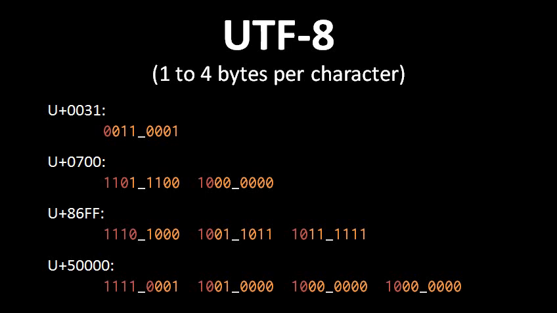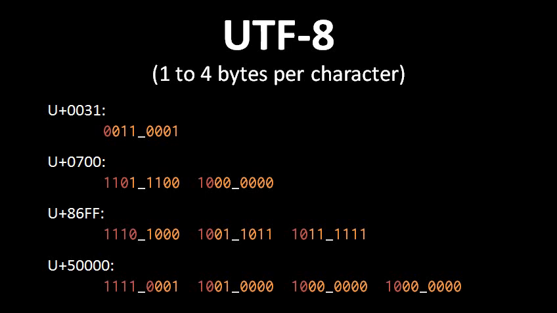Now, for code point 0700, that's in the range of code points that's supposed to use 2 bytes. So the first byte begins with the fixed bits 110, the second byte begins with 10, and then the value hex 700 translates into binary as 111000000. And so that's what goes in the orange bits.